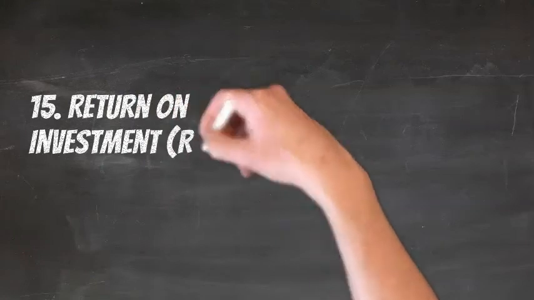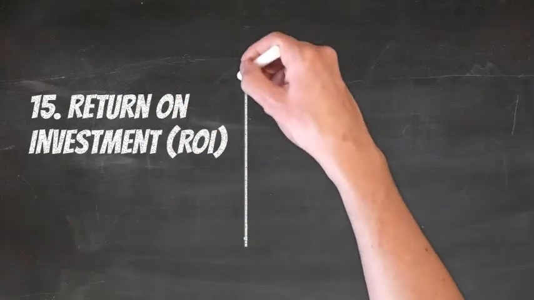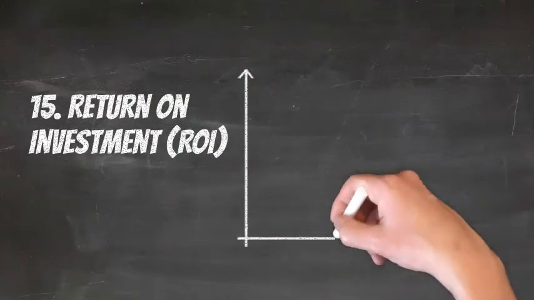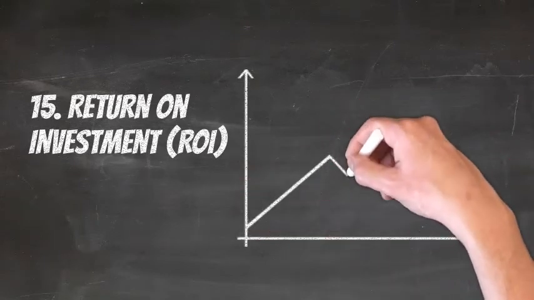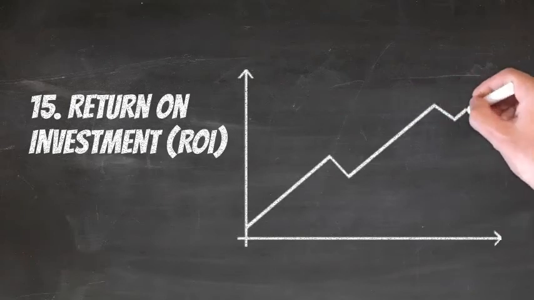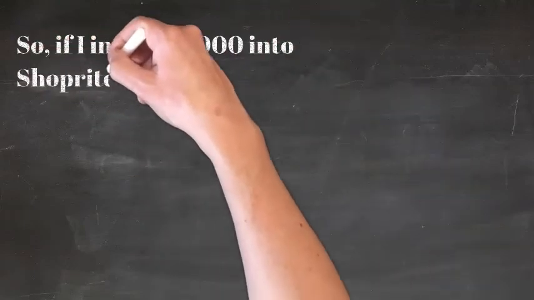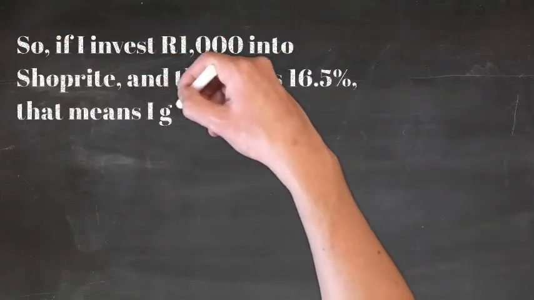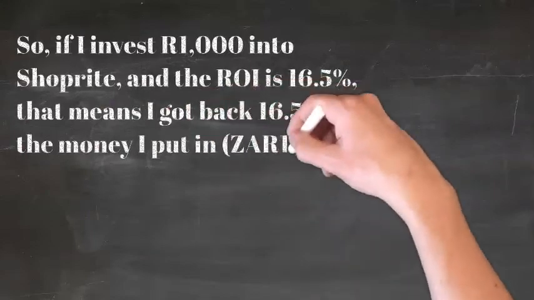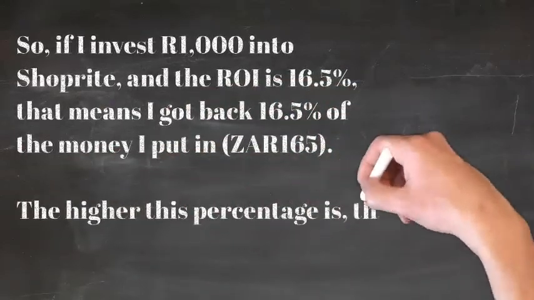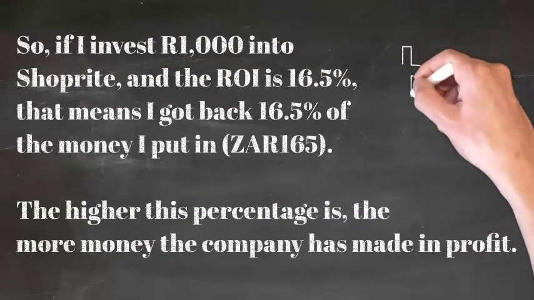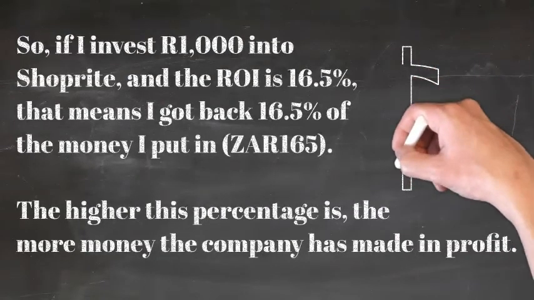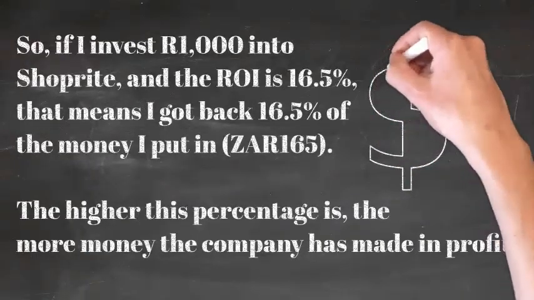You'll often come across the term return on investment or ROI. ROI tries to directly measure the amount of return on a particular investment relative to the investment costs. In order to calculate the ROI, the benefit of the investment is divided by the cost of the investment. So if I invest 1,000 Rand into ShopRite and the ROI is 16.5%, that means I got back 16.5% of the money I put in. The higher this percentage is, the more money the company has made in profit.